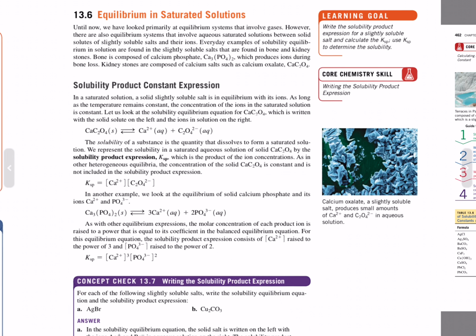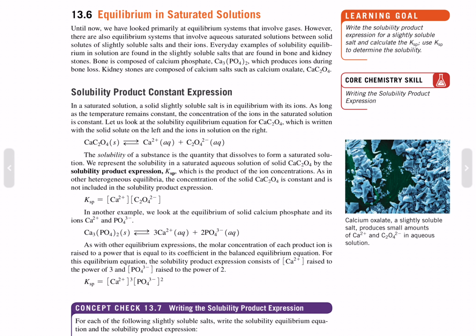Section 13.6, Equilibrium in Saturated Solutions. Until now, we've looked primarily at equilibrium in systems that involve gases. However, there are also equilibrium systems that involve aqueous saturated solutions between solid solutes of slightly soluble salts and their ions. Everyday examples of solubility equilibrium in solution are found in the slightly soluble salts in bone and kidney stones.